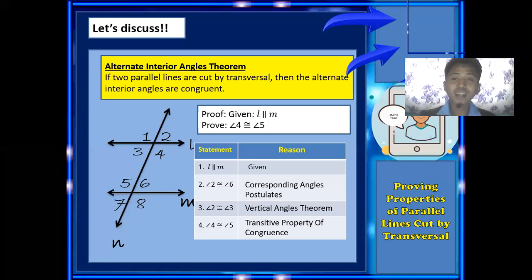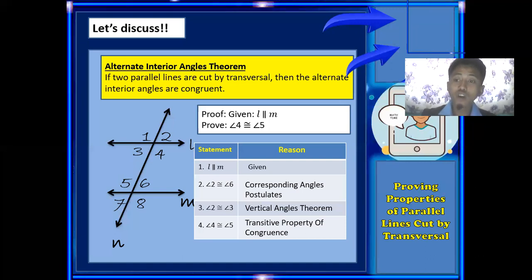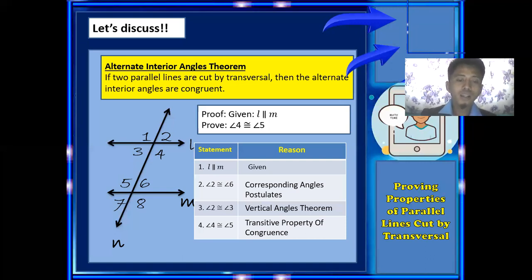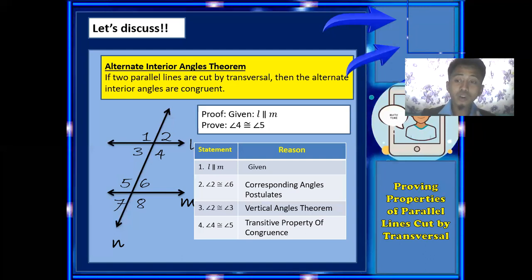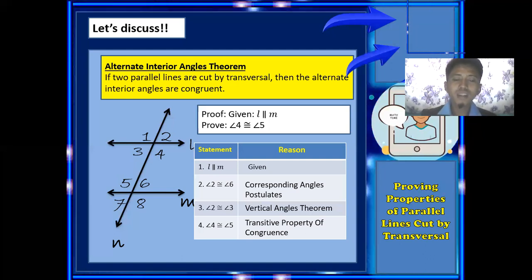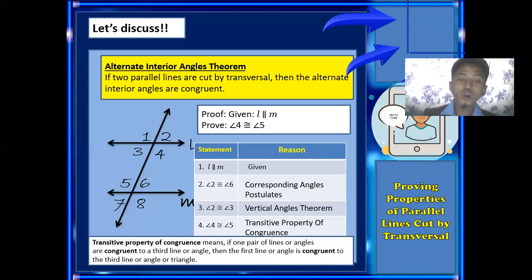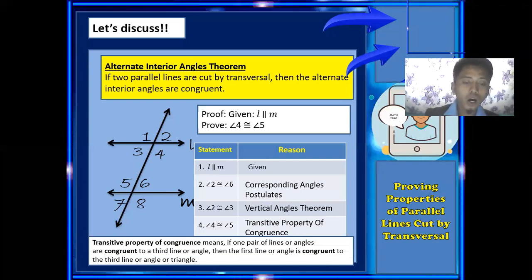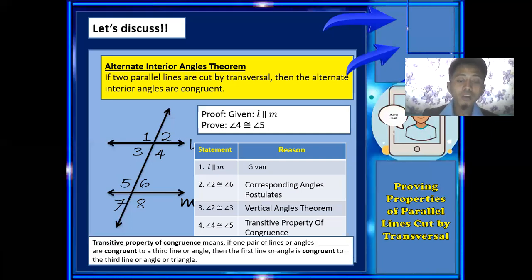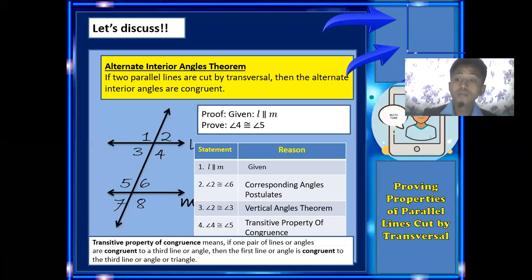We already discussed that before. We have a lot of examples and illustrations in this lesson, right? So this should already be clear to all of you. What is the transitive property of congruence again? Transitive property of congruence means if two lines or angles are congruent to a third line or angle, then the first is congruent to the second, right?